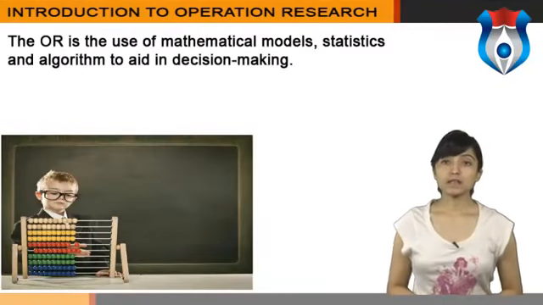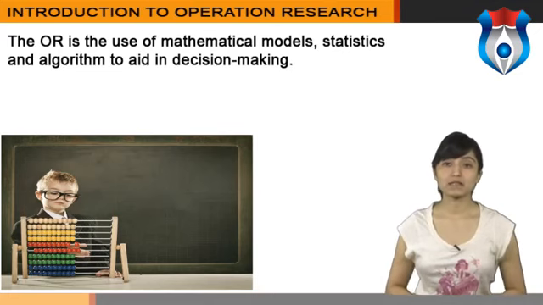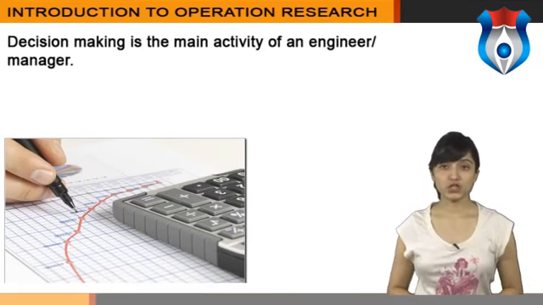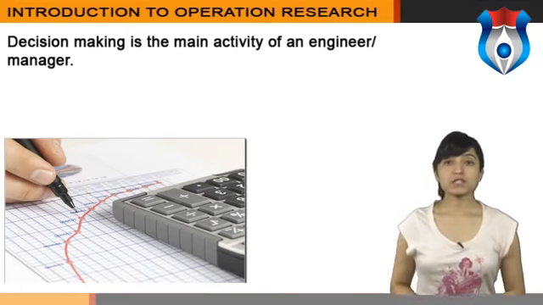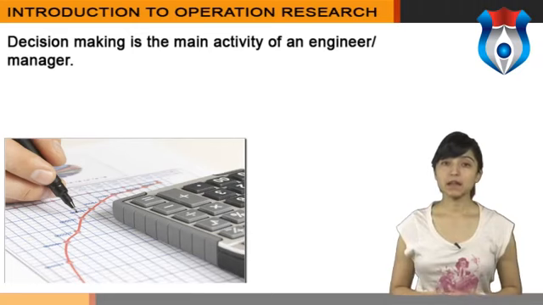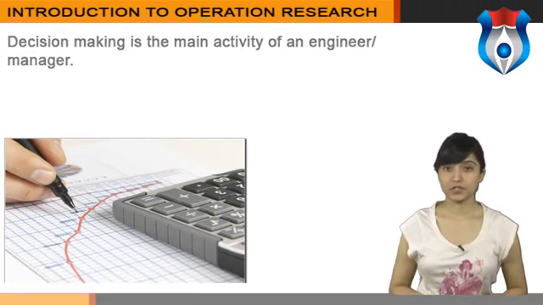The OR is the use of mathematical models, statistics, and algorithms to aid in decision making. It is most often used to analyze complex real-life problems, typically with the goal of improving or optimizing performance. Decision making is the main activity of an engineer manager. Some decisions can be taken by common sense, sound judgment, and experience without using mathematics. In some cases this may not be possible and the use of other techniques is inevitable.